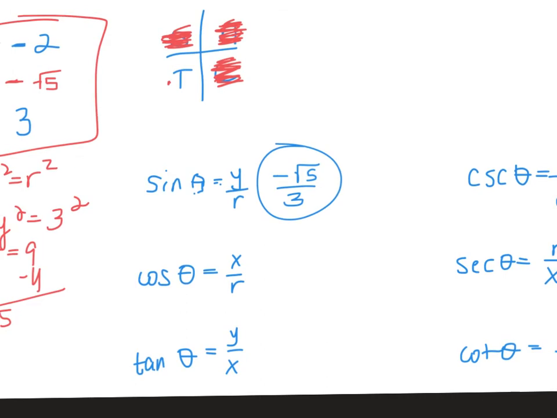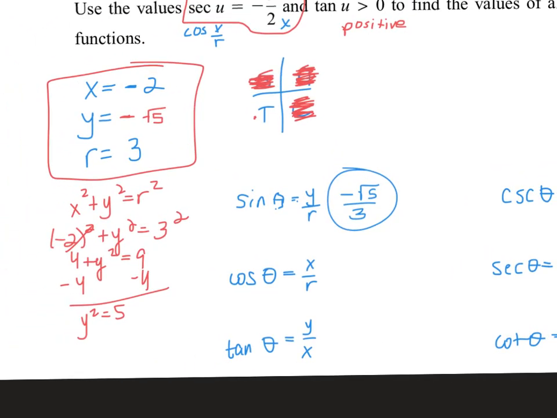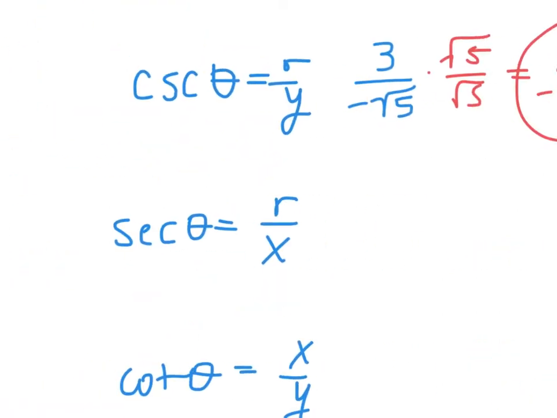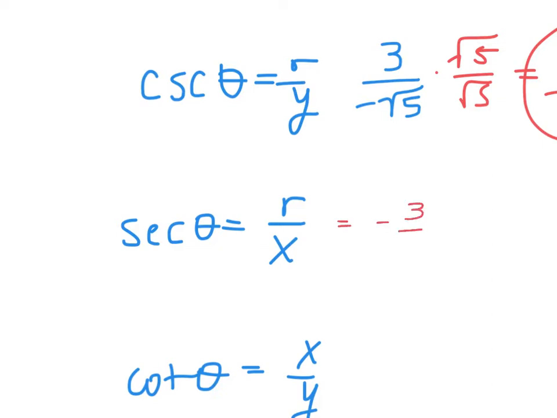So I have x over r. What's my x value? Negative 2. Okay, so it's negative 2 over 3. So my reciprocal would be negative 3 over 2. There you go.